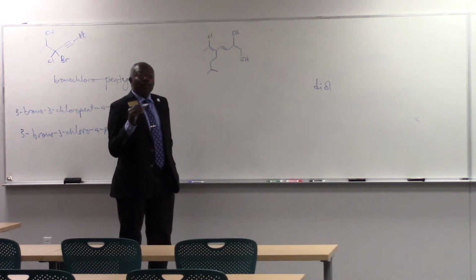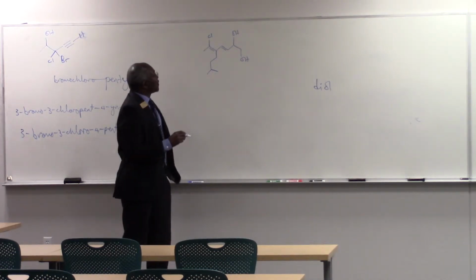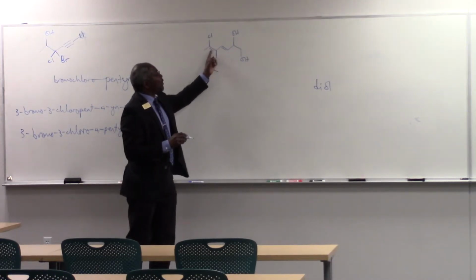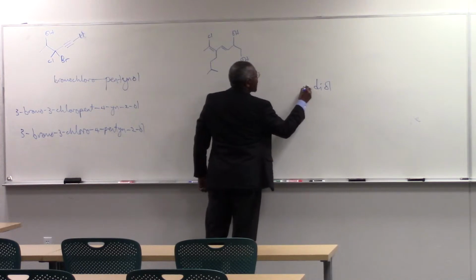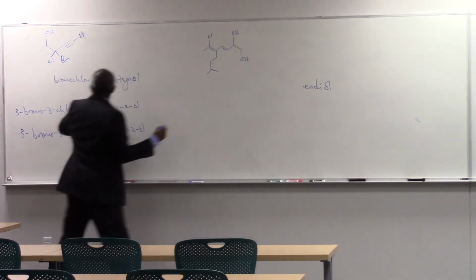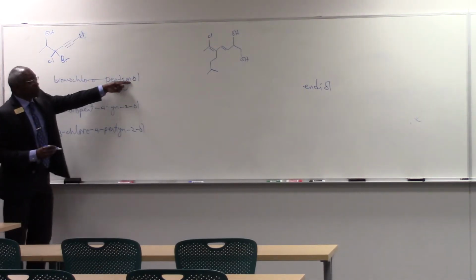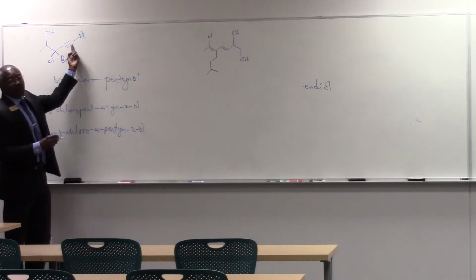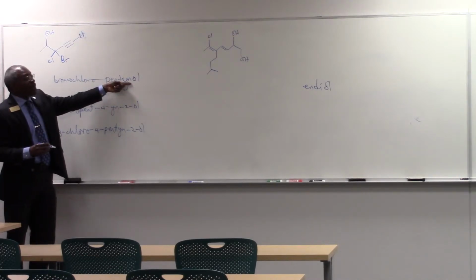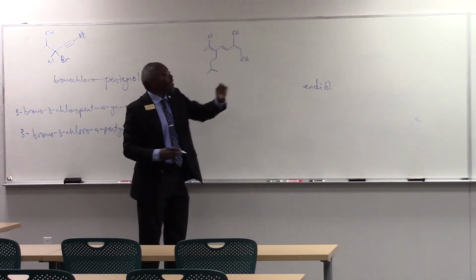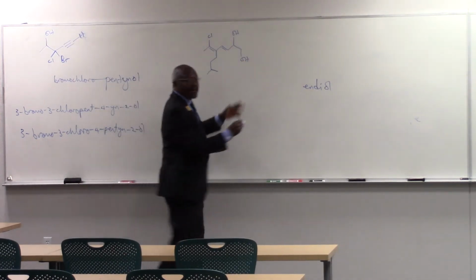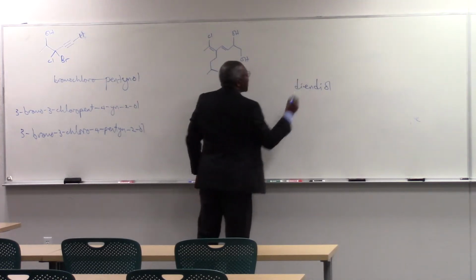What about my carbon backbone? Well, I've got 2 carbon-carbon double bonds. So this is not just an ene, right? Because I want to indicate the nature of my backbone. In the case where there was a triple bond, I wrote yne. If there's a double bond, I write ene. If there are 2 double bonds, it's diene. So this is a diene diol.